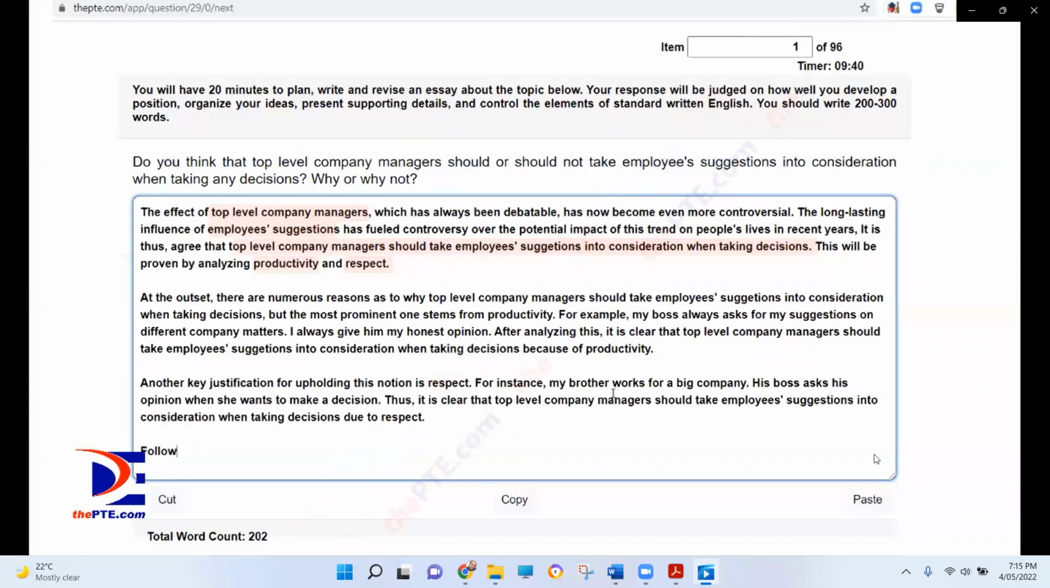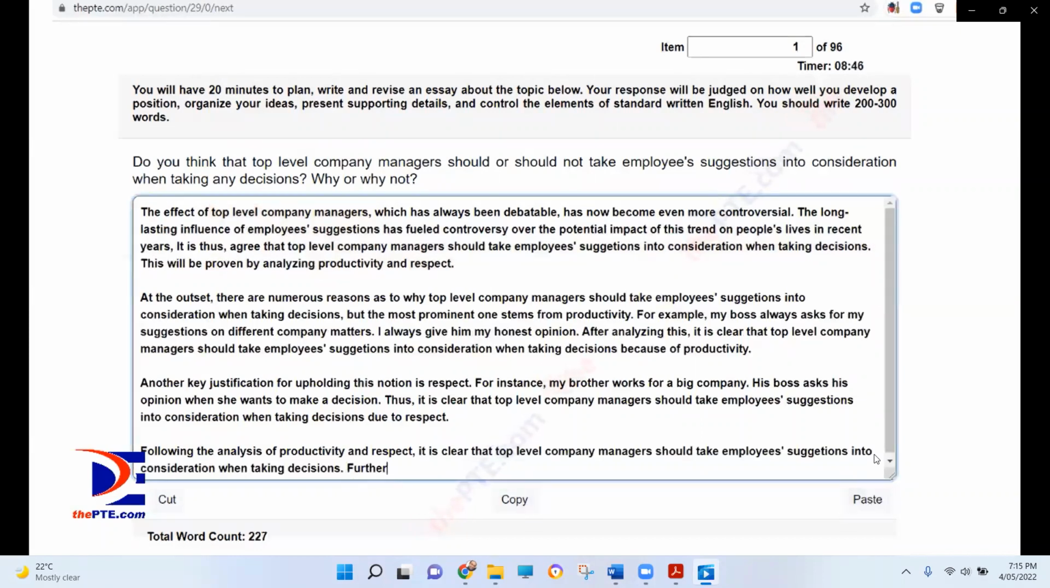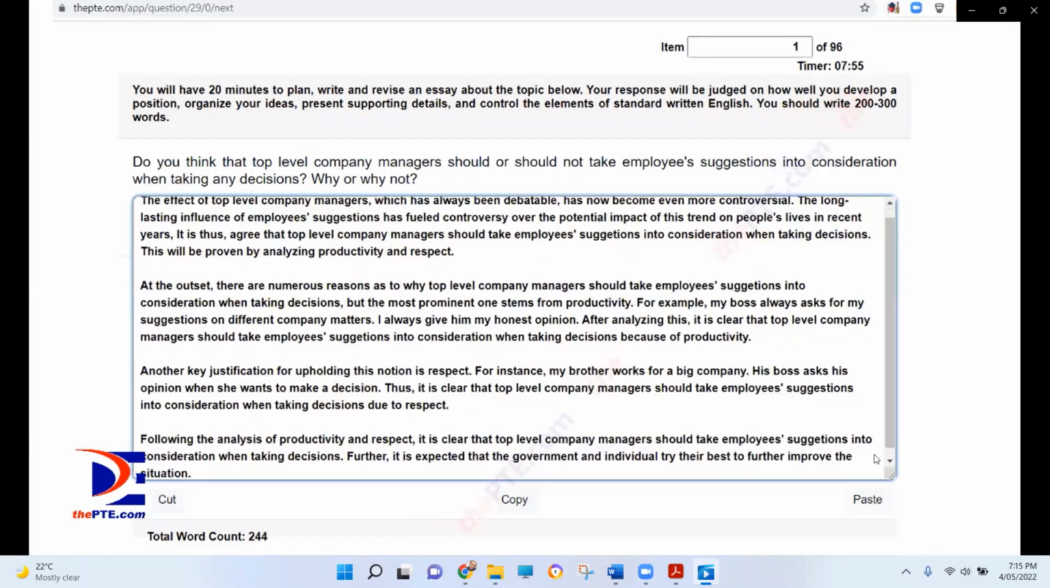Following the analysis of idea 1, productivity, and idea 2, respect, it is clear that theses, top-level company managers should take employees' suggestions into consideration when taking decisions. Further, it is expected that the government and individuals try their best to further improve the situation in the future. Once you type more than 200 words, that is enough. You get no extra points for typing more than 200 words.